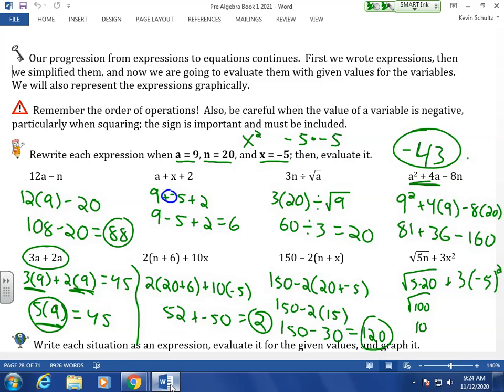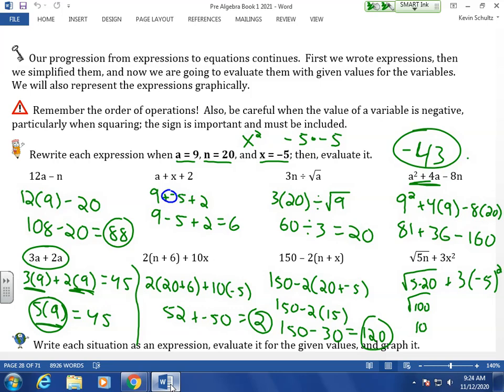Not negative 25. A negative times a negative is a positive, right? So whenever you square something, it's always going to end up being a positive value, because either you're taking a positive times a positive, or you're taking a negative times a negative, both of which will end up being positive.